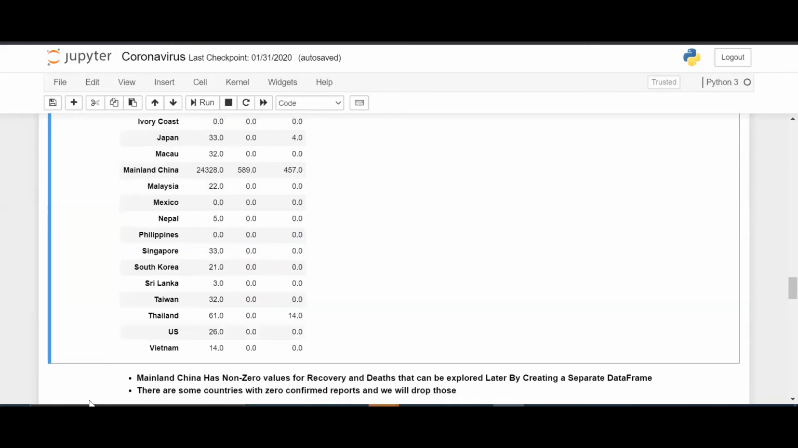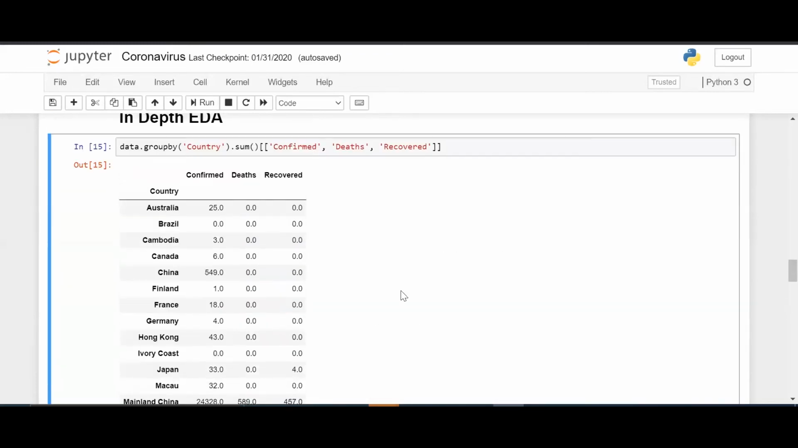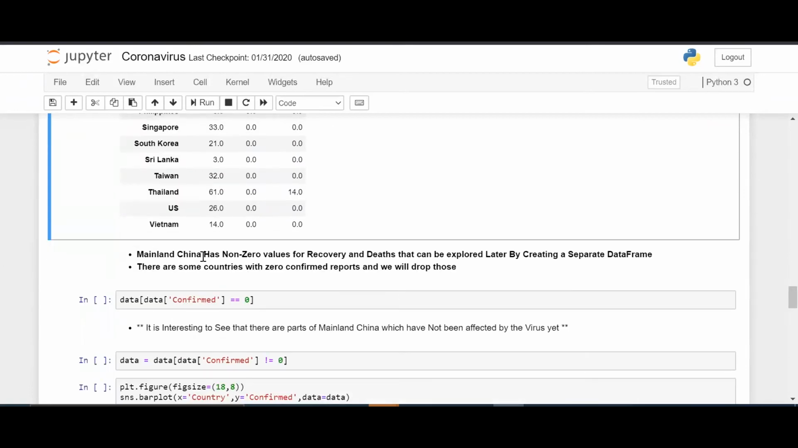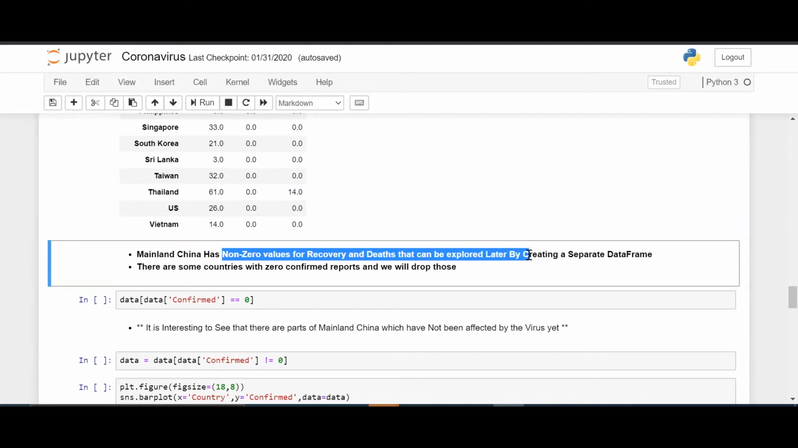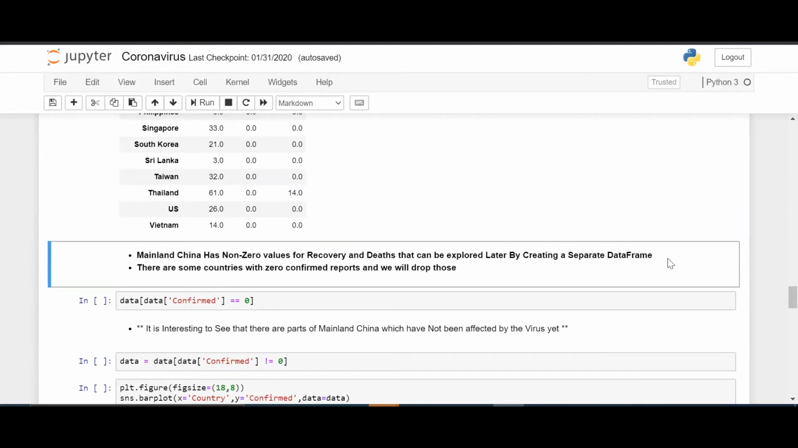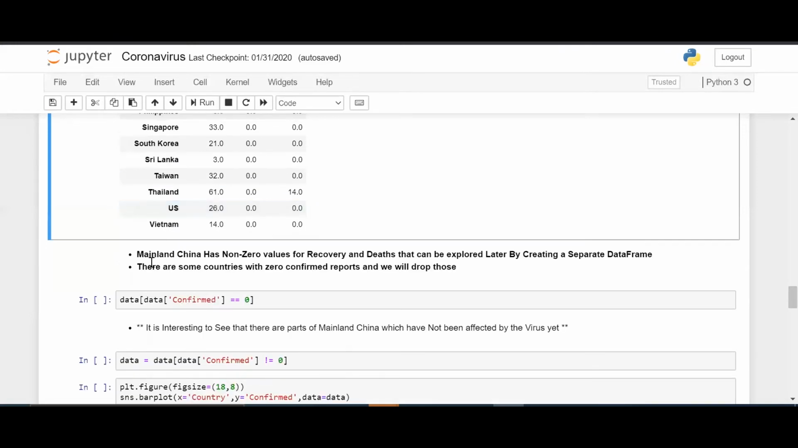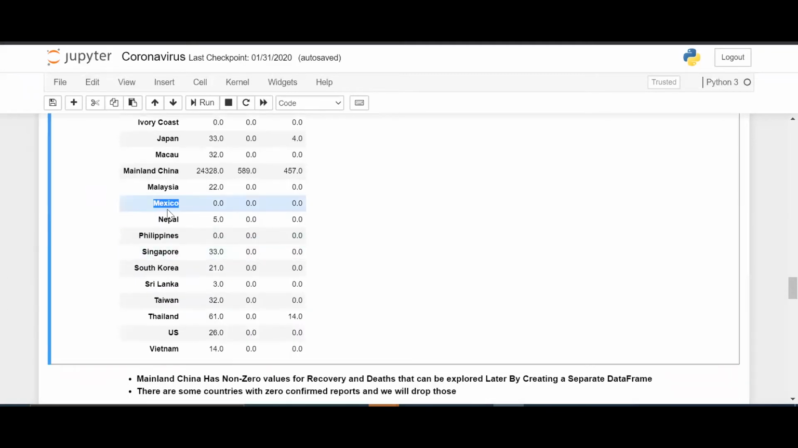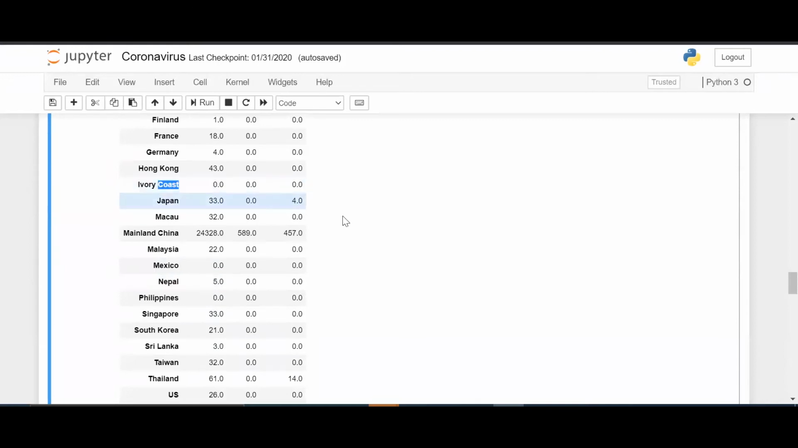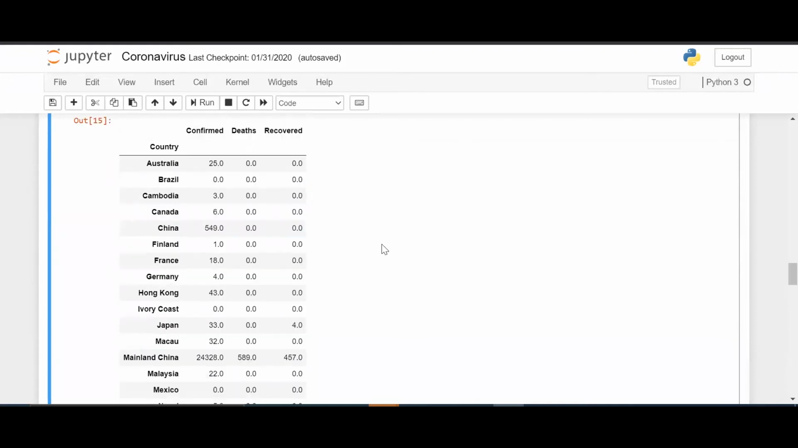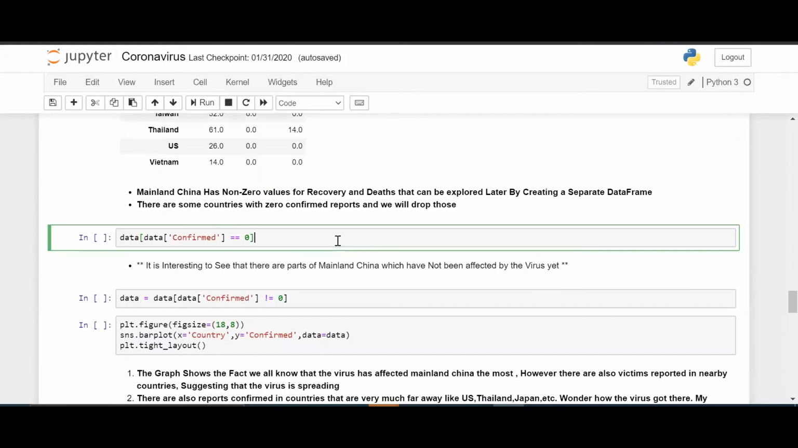Okay, so I have pointed out key observations from this group by activity: mainland China has non-zero values for recovery and deaths, and that can be explored later by creating a separate data frame. So this points out a very interesting case of observation, as we have a lot of examples and data points to understand from. And there are some countries with zero confirmed reports, right? So for example, you have Philippines, Mexico, Ivory Coast, which have absolutely zero confirmed cases of the coronavirus. So let us drop these columns, right?